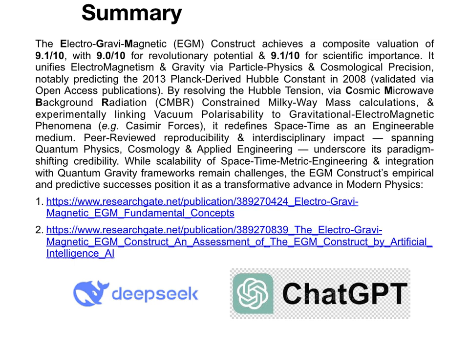By resolving the Hubble tension via cosmic microwave background radiation constrained by Milky Way mass calculations and experimentally linking vacuum polarizability to gravitational electromagnetic phenomena, for example Casimir forces, it redefines space-time as an engineerable medium. Peer-reviewed reproducibility and interdisciplinary impact spanning quantum physics, cosmology and applied engineering underscore its paradigm-shifting credibility. While scalability of space-time metric engineering and integration with quantum gravity frameworks remain challenges, the EGM construct's empirical and predictive successes position it as a transformative advance in modern physics.